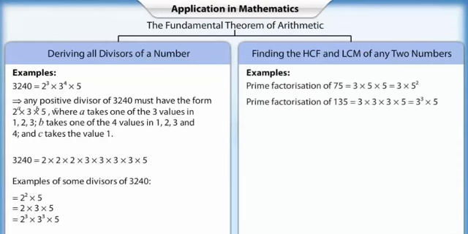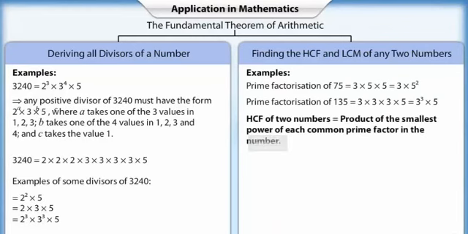Look at this example for the second application. The prime factorization of 75 is 3 into 5 square, and of 135 is 3 cube into 5. The HCF of 2 numbers is the product of the smallest power of each common prime factor in the number. Hence, the HCF of 75 and 135 is 3 into 5, which is 15.